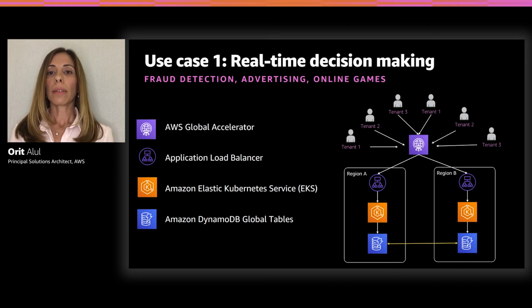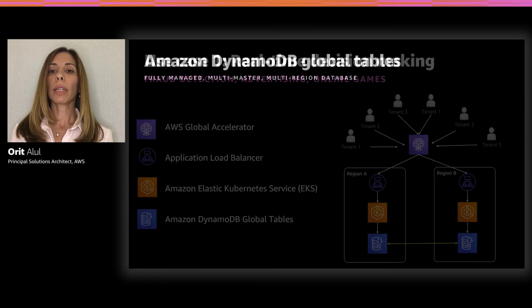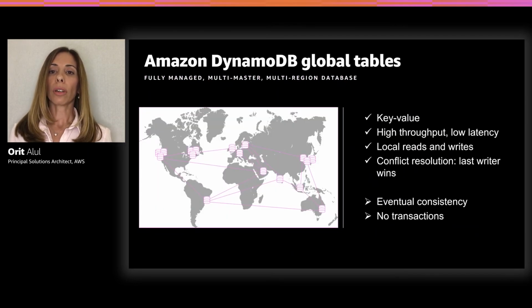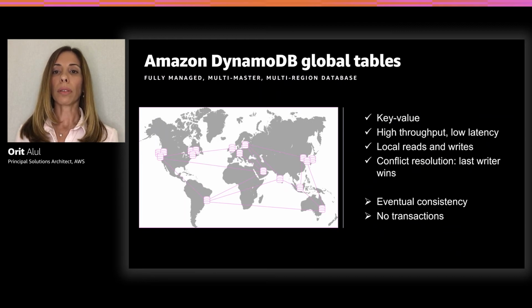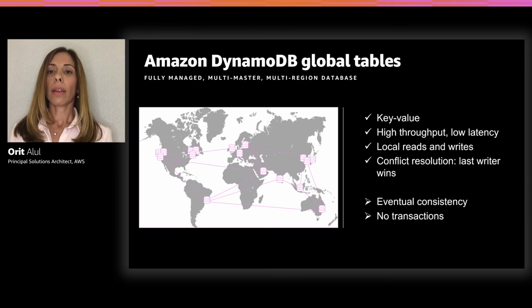For the database, I chose DynamoDB Global Tables. DynamoDB Global Tables fit the application characteristics we described. Amazon DynamoDB is a key value and document database that enables single-digit millisecond performance at any scale. Amazon DynamoDB Global Tables is a multi-region, multi-master database that enables fast local reads and writes for massive-scale global applications.